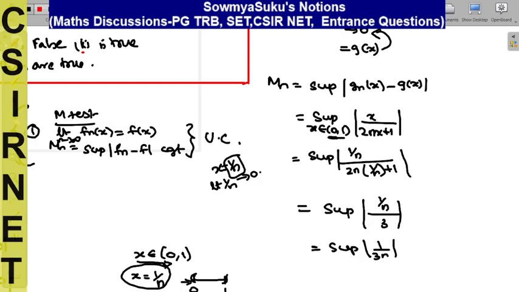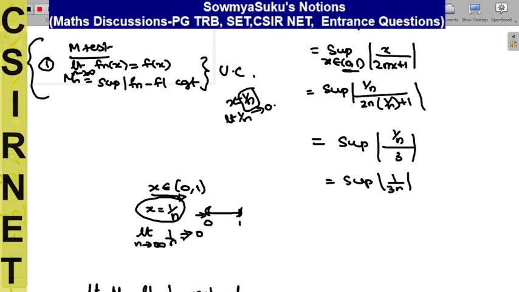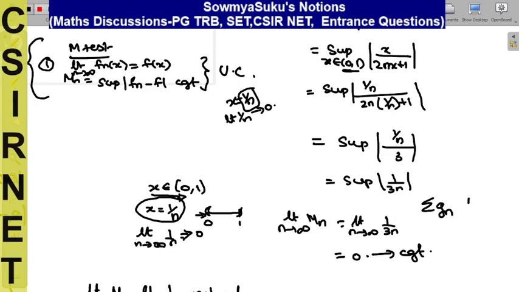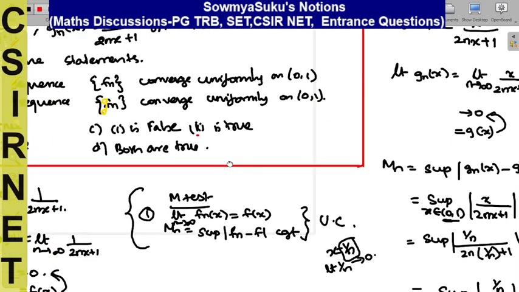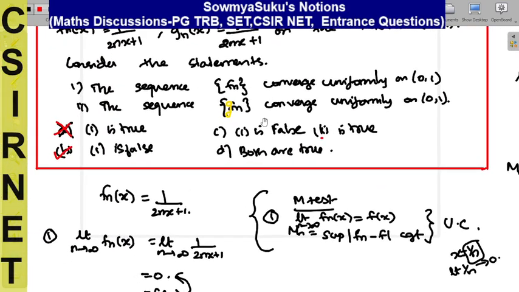Now we have to check the limit, so the limit as n tends to infinity of Mn is equal to the limit as n tends to infinity of 1 by 3n. As n tends to infinity, 1 by n tends to 0. It is convergent. If this is convergent, it means the corresponding series is uniformly convergent. That is, 2 is true, and 1 is false. So option C is right. Both are true is false.